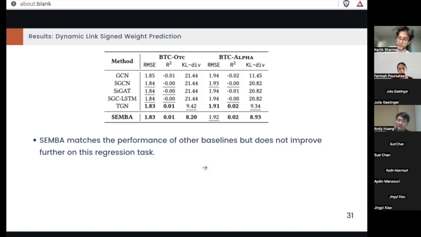And do you normalize the weights? Yeah. I mean, I think so. Or actually, I don't know. I don't think we do. We just use -10 to +10.